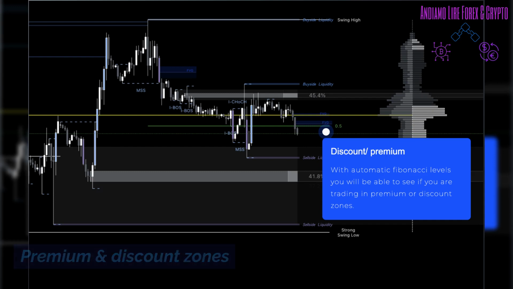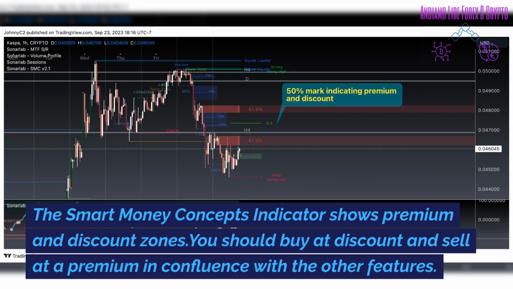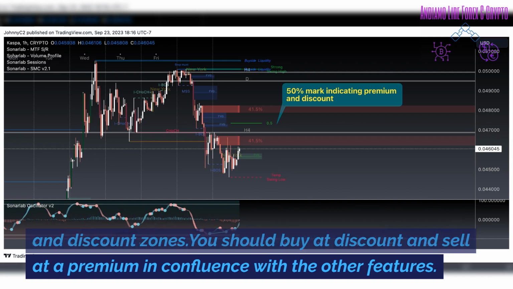Premium and discount zones. The Smart Money Concepts indicator shows premium and discount zones. You should buy at discount and sell at a premium in confluence with other features that have been mentioned before. You can see here in the diagram there's a 0.5 or a 50% level that's marked off in between the swing high and the swing low.